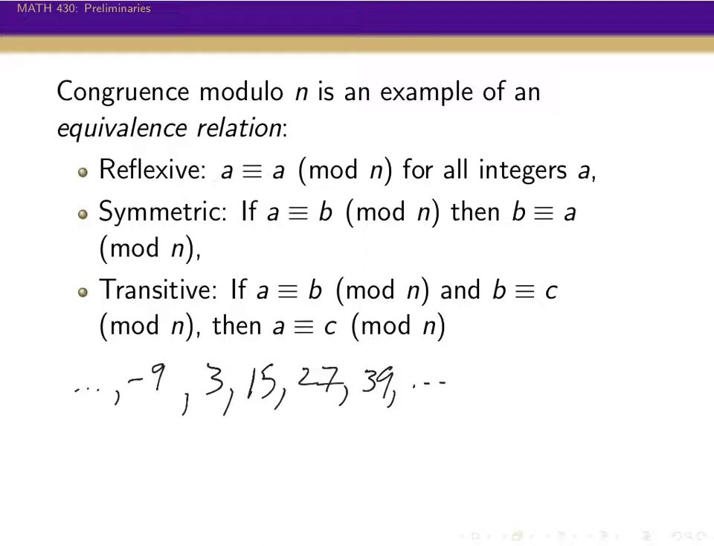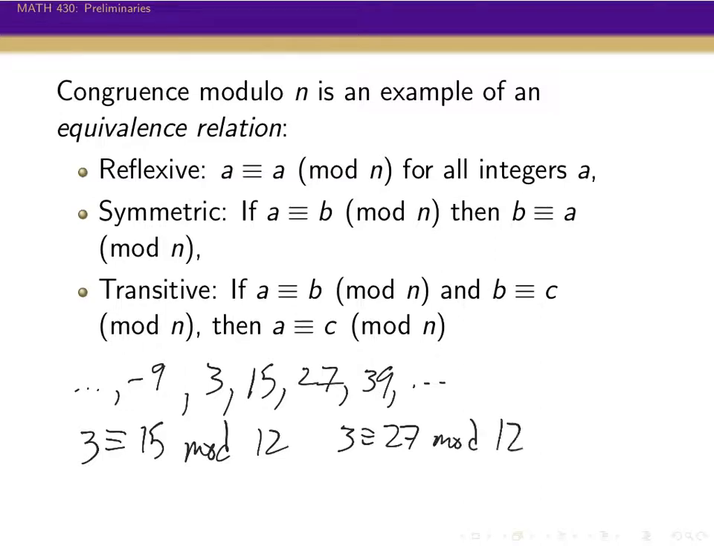And so this is saying that 3 is congruent to 15 mod 12. 3 is congruent to 27 mod 12. Well, that also means that 15 is congruent to 27 mod 12. That's what the transitivity is giving us.